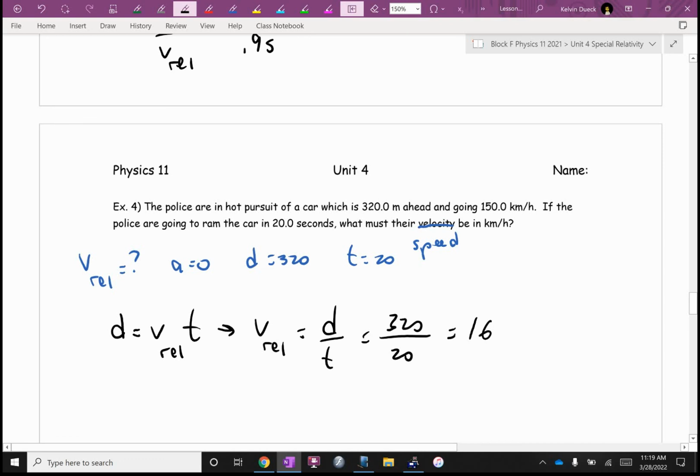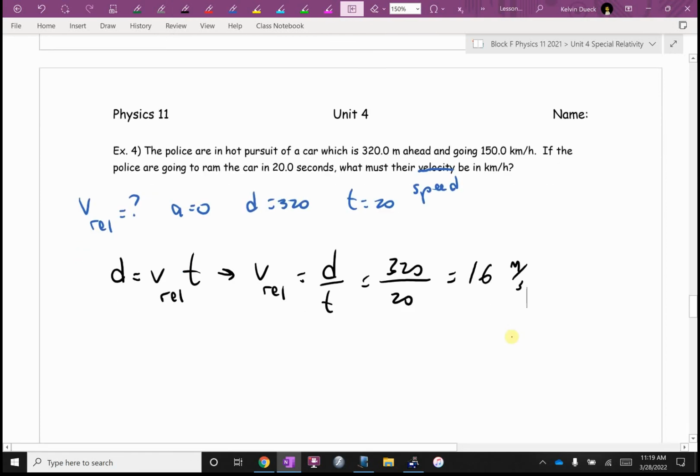Units. Okay. Now, that's the relative speed. Here's what that means. That's how much faster the police have to be going than the bad guys. How much faster? 16 meters per second faster. How fast are the bad guys going, Fahim?